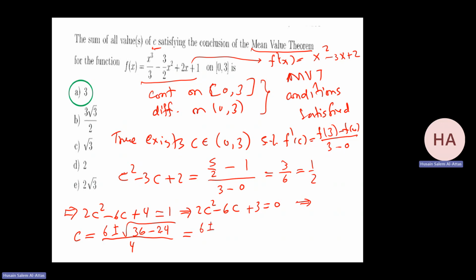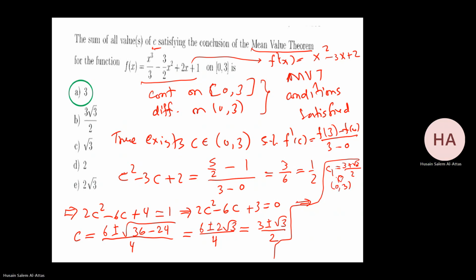6 plus or minus the square root of 12, which is 2 square root of 3, over 4. Dividing by 2, that would be 3 plus or minus square root of 3 over 2. So I have two values here. C1 is 3 plus square root of 3 over 2. Square root of 3 is less than 2, so 3 plus 2 is 5, over 2, so it's still in the interval 0 and 3. Actually, it's less than 5 over 2, but just to be sure, this is okay.